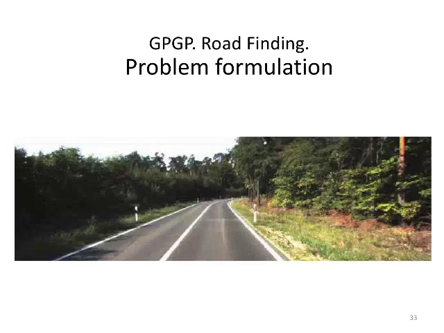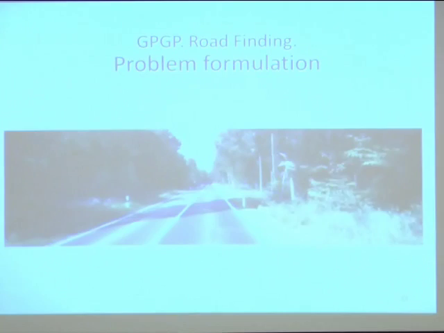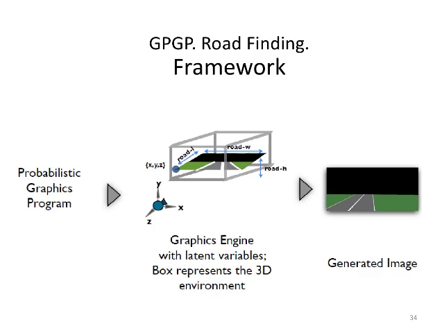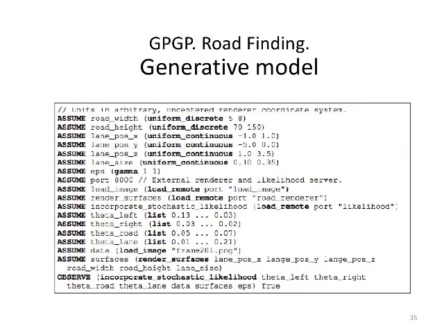And the second problem is finding the road, left of road and right of road. It's a classical data set for this problem, the KITTI data set. A bunch of frames, and the framework here looks the same. We have the probabilistic graphics program, which is a stochastic scene generator. We have an approximate renderer, and then we compare the generated image with the real-world image. So this is the generative model for this example.